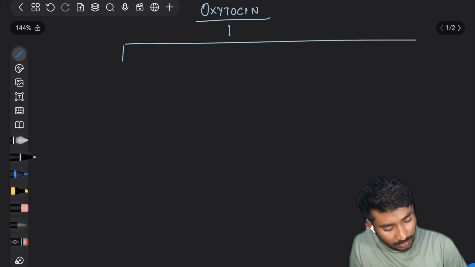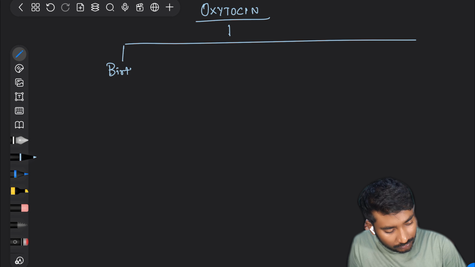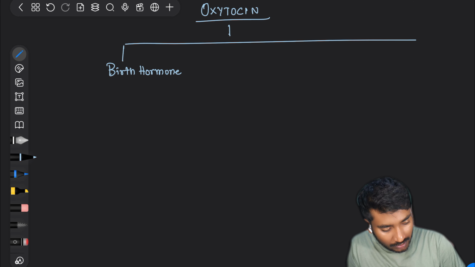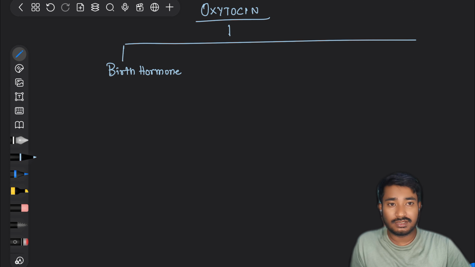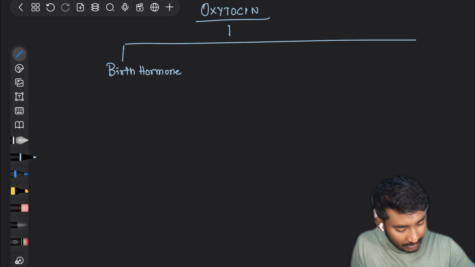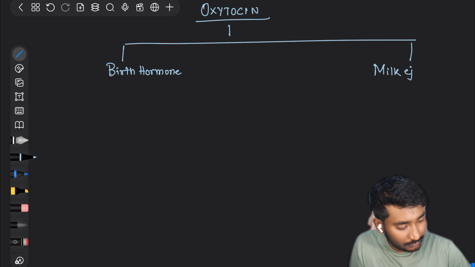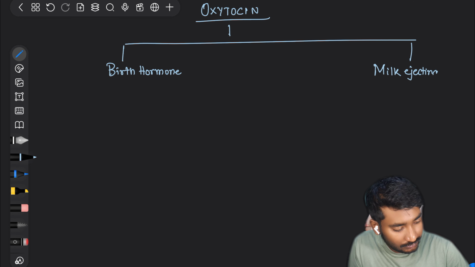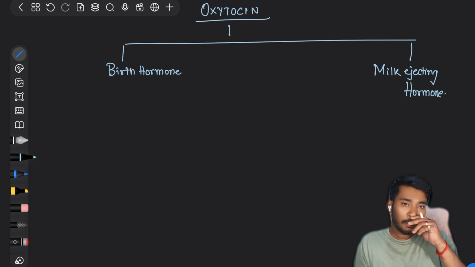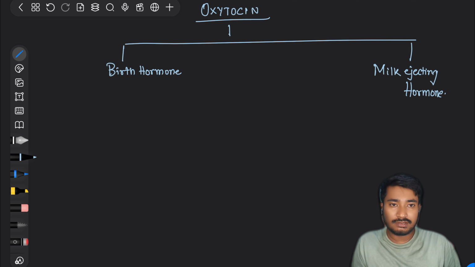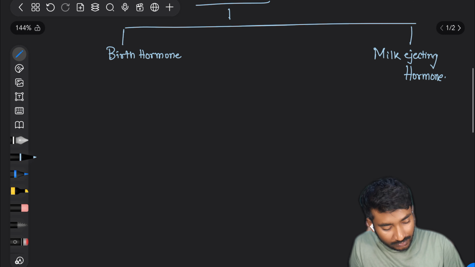Okay, so oxytocin is called the birth hormone. I'll say later why it is called the birth hormone, and it is also a milk ejecting hormone. So oxytocin is called the birth hormone as well as the milk ejecting hormone.